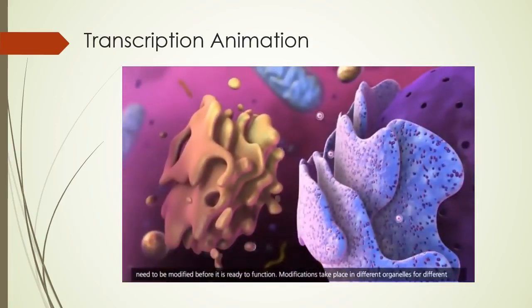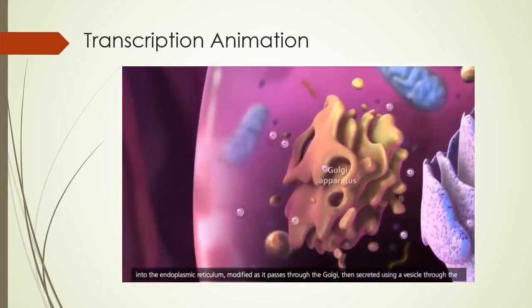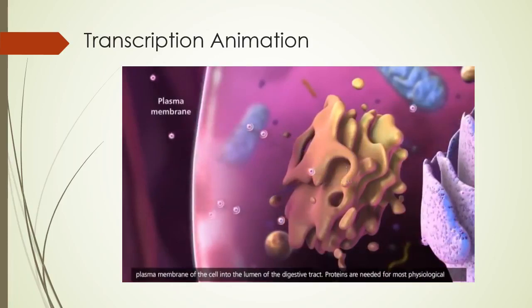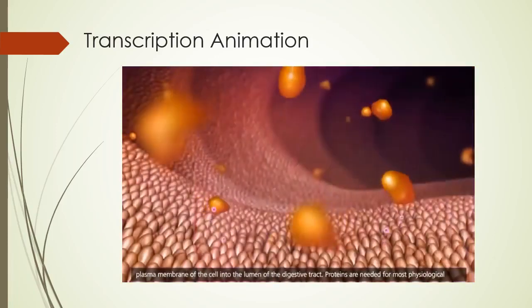Modifications take place in different organelles for different proteins. In order for a digestive enzyme to be secreted into the stomach or intestines, the polypeptide is translated into the endoplasmic reticulum, modified as it passes through the Golgi, then secreted using a vesicle through the plasma membrane of the cell into the lumen of the digestive tract.